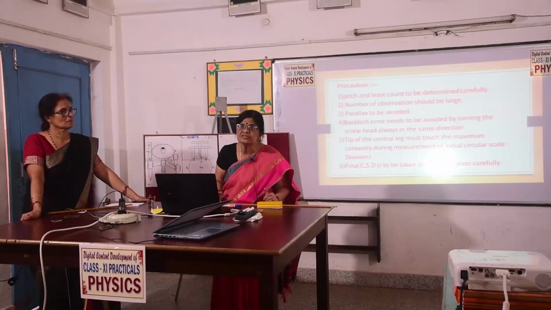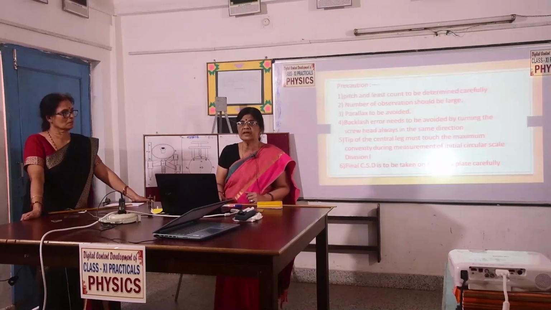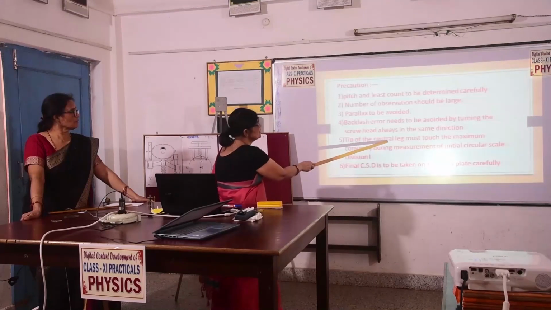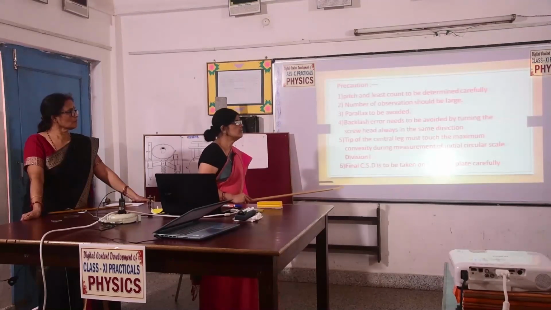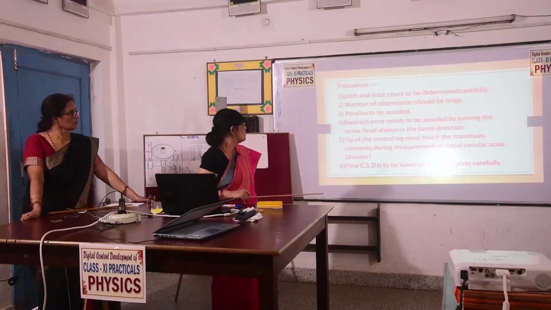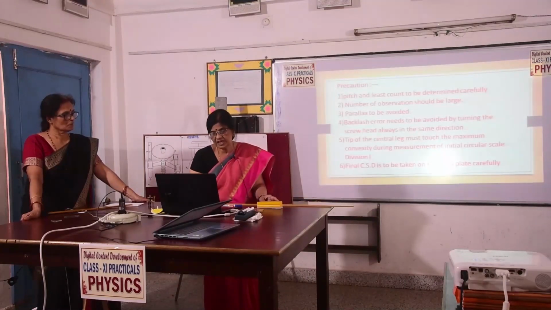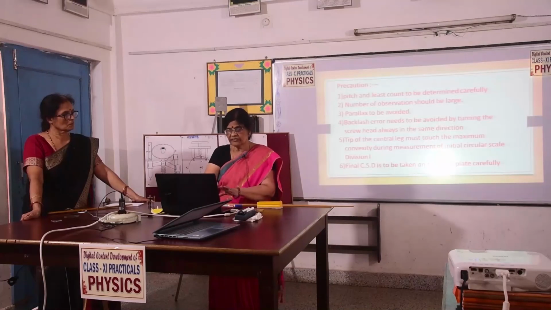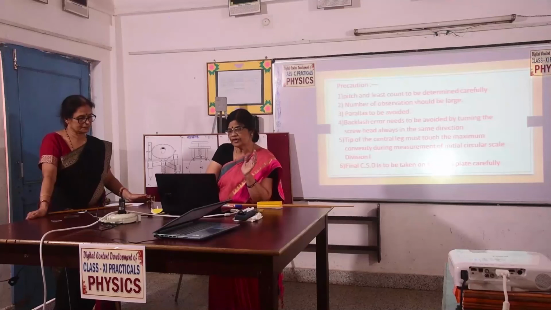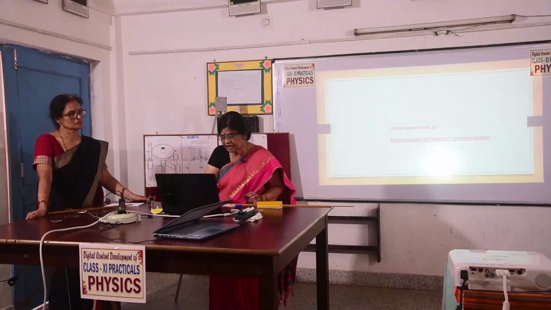Suppose it covers 9 divisions. It is due to wear and tear, due to the loosening of the screw and the nut. So the backlash error is avoided by turning the screw head always in the same direction. The tip of the central leg must touch the maximum convexity during the measurement of the initial circular scale coincidence I. The final circular scale division should be taken on a glass plate for this convex surface. Since the concave surface is not part of this experiment, we can just record this much for the convex surface. But if you are given a concave surface and watch glass, you can write about how I and F for the concave surface should be determined carefully.